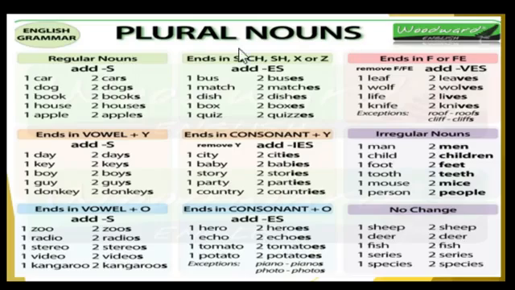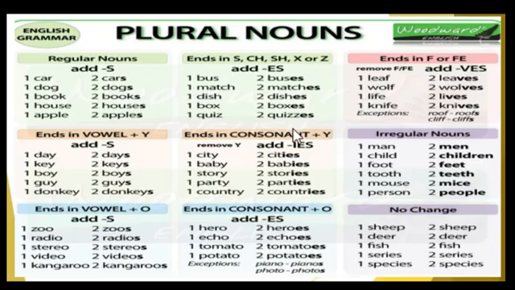Plural nouns. Now, we have here first regular nouns. Just add S if you have a regular noun. Example, one car, two cars. One dog, two dogs. One book, two books. One house, two houses. One apple, two apples. Now, how about the noun that ends in S, CH, SH, X, or Z? Just automatically add ES. For example, bus, buses, match, matches, dish, dishes, box, boxes, quiz, quizzes.